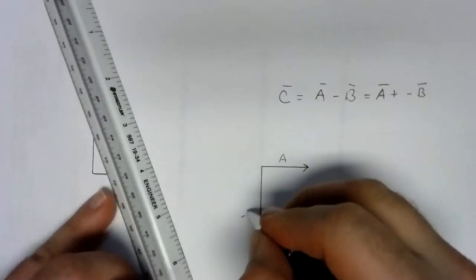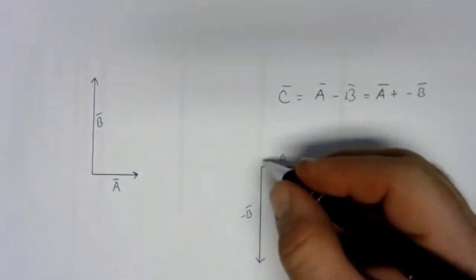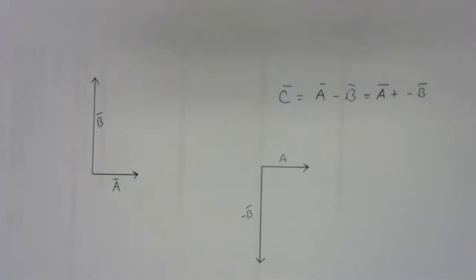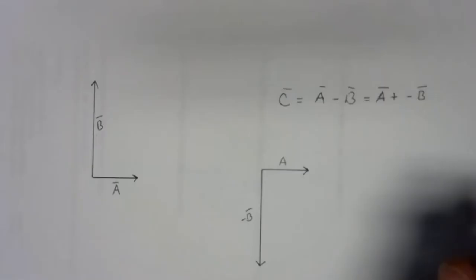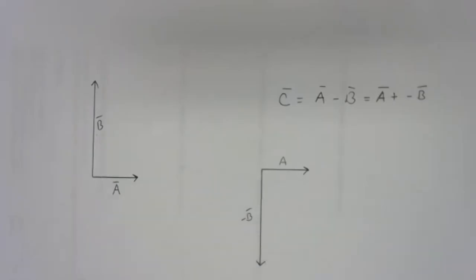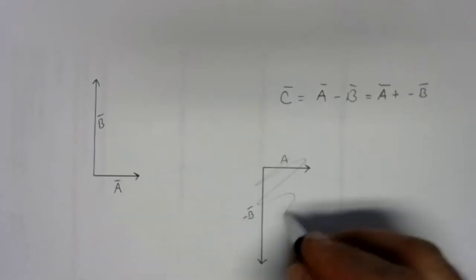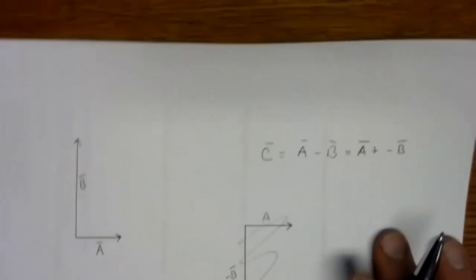So this would be -b. It's b, but in the opposite direction. And I drew that in the wrong place. So this is where I missed my whiteboard. Oh well, let's draw that again.